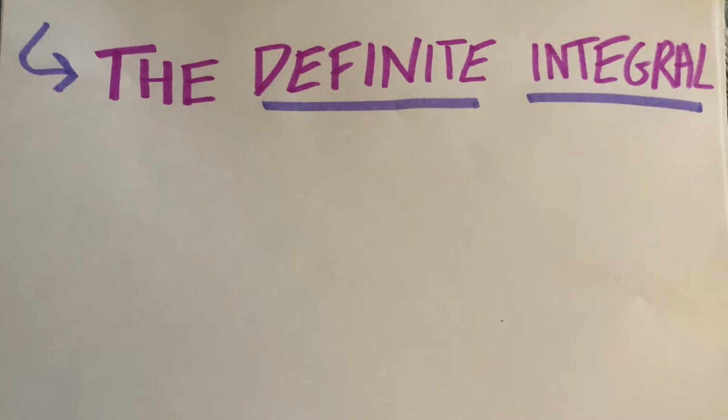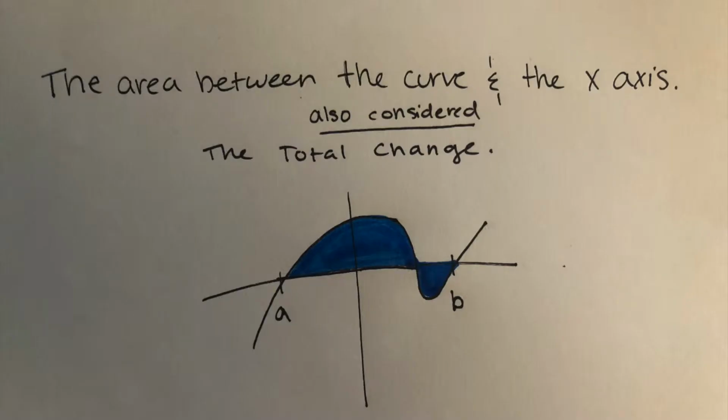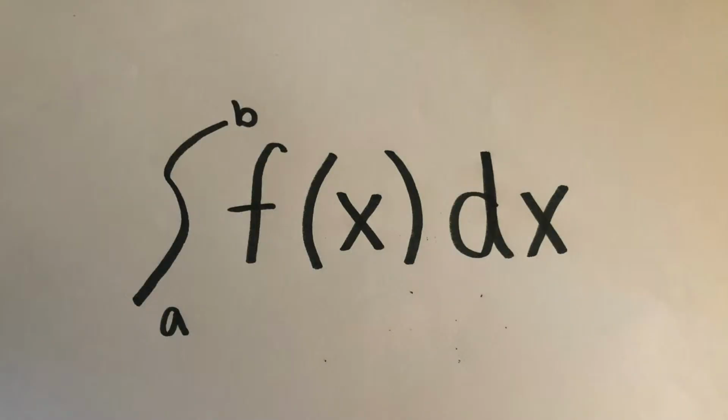Today I'm going to teach you about the definite integral. A definite integral is the area between the curve and the x-axis. The definite integral of rate of change yields total change. You can see in the diagram the shaded region represents the definite integral. This is the integral of f from a to b.